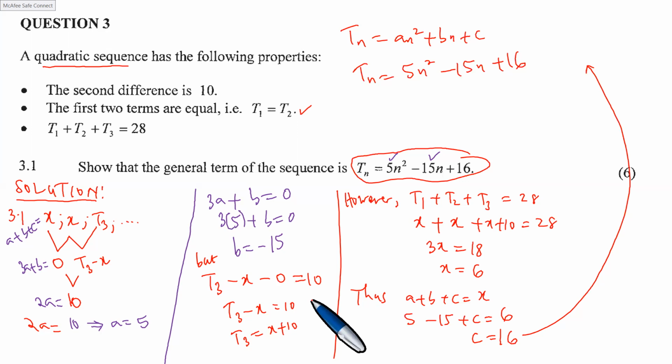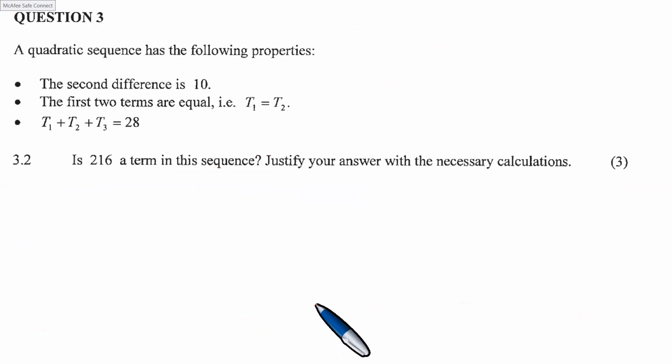Okay, next question. The next question is we're still given the same information, but I've split the question into separate parts to allow easy consumption and for us to be able to break it down. The question 3.2, because we're doing 3.1, is: is 216 a term in this sequence? Justify your answer with the necessary calculations. Right, is 216 a term in this sequence? Obviously, we recall that.